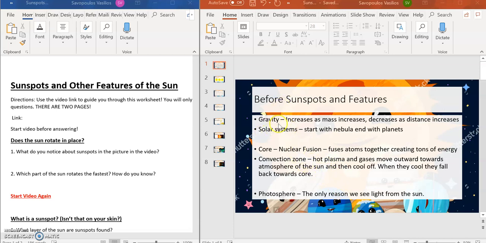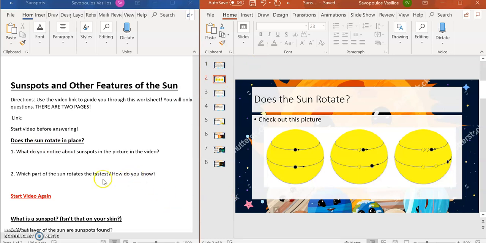So with that being said, we're going to go ahead and get started. I'm looking right here. It says, does the sun rotate in place? So I'll put that slide up right now. It says, number one, what do you notice about the sunspots in the picture in the video? And then, which part of the sun rotates the fastest?